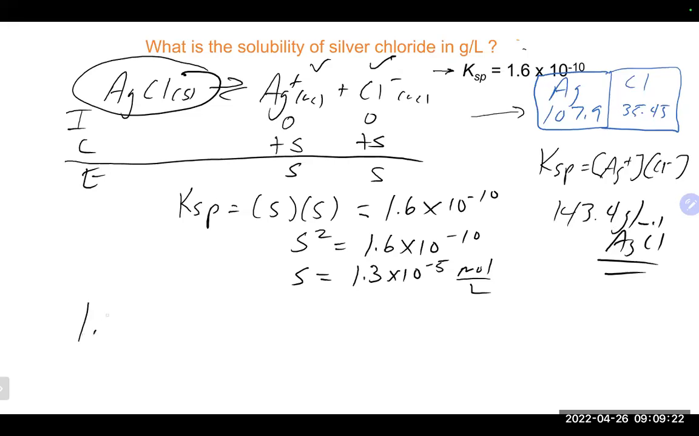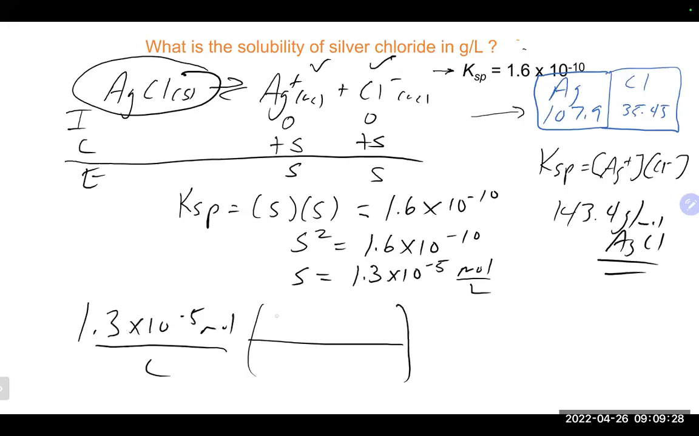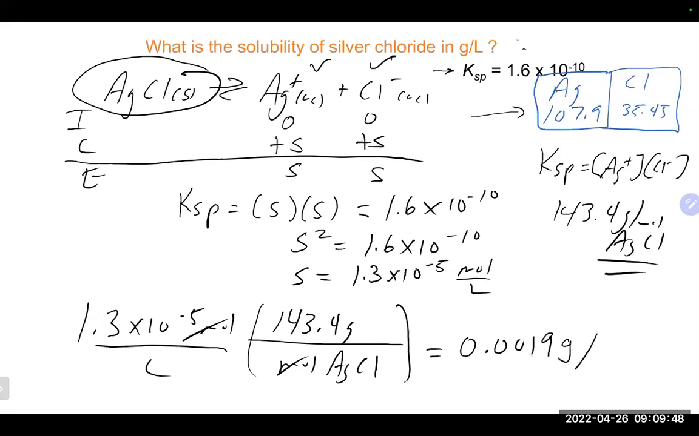So the last part here would be 1.3 times 10 to the minus 5 moles per liter, using the molar mass of silver chloride, which is 143.4 grams per mole of silver chloride. Moles will cancel, ends up with approximately 0.0019 grams per liter. Any questions on that calculation?